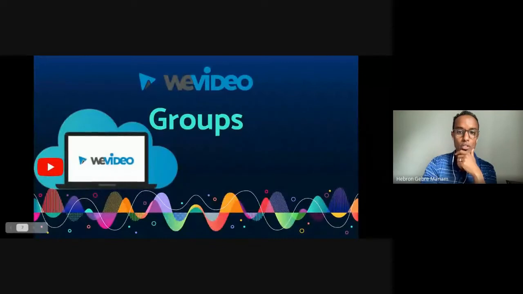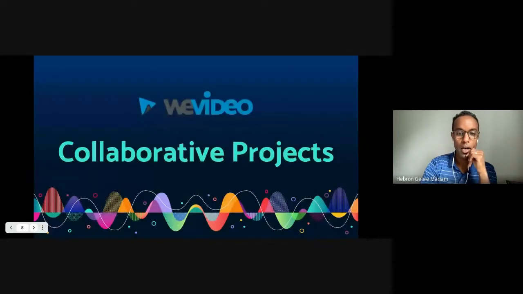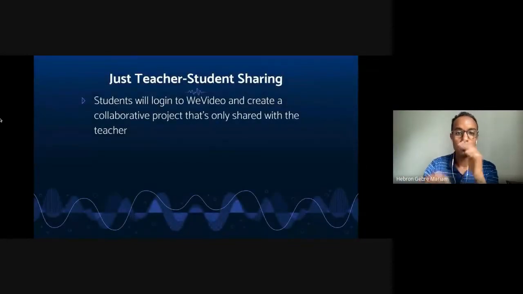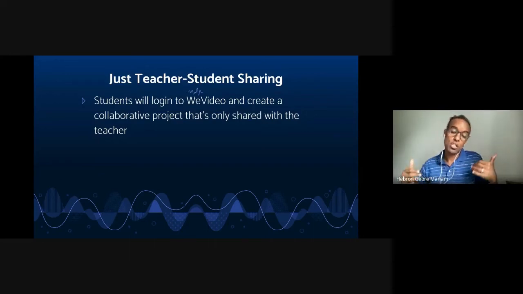All right, I'm going to keep going here for the sake of time, but at the end, if you have any questions, we will be able to come back to this. So looking at collaborative projects, there's kind of two ways you can do this. One is essentially just the teacher-student sharing. And this is how I would start it, because in remote learning, there's apprehension, and you want kids to feel safe and have practice, all that stuff. So students log into WeVideo, and just like we did last week, they're going to create a project.